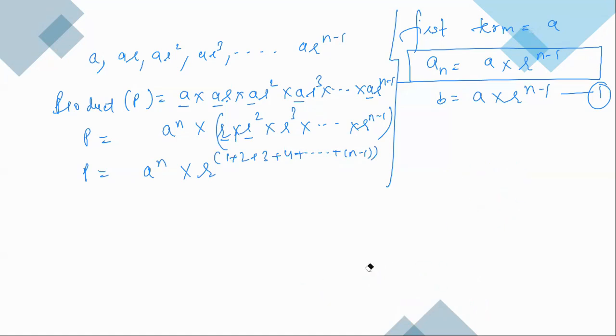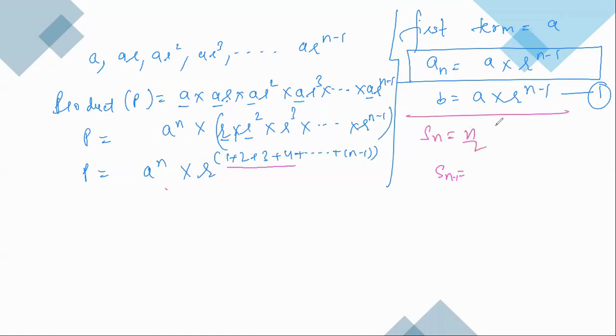If you see, this is an AP: a1 plus 2 plus 3 plus. So what is the general formula for finding the sum of an AP? There are basically n minus 1 terms, so it will be S of n minus 1. What is the general formula for Sn of an AP?